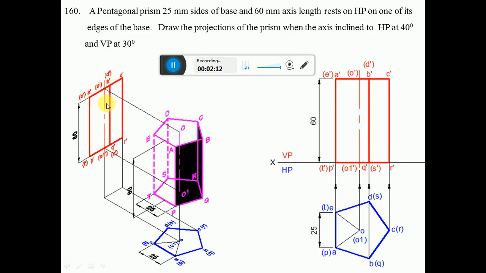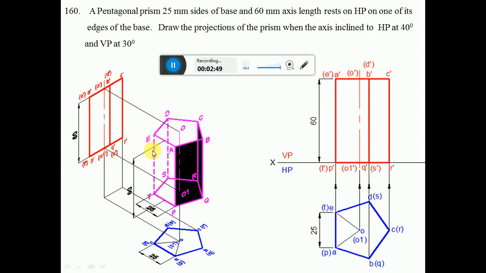So O dash is invisible because the edge AB is hiding that point O. Similarly, O1 dash becomes invisible. We have joined A to P, B to Q, and C to R. So you join A dash to P dash, B dash to Q dash, and C dash to R dash, and join O dash and O1 dash with the center line. Now we will come to the orthographic view, how to draw this.